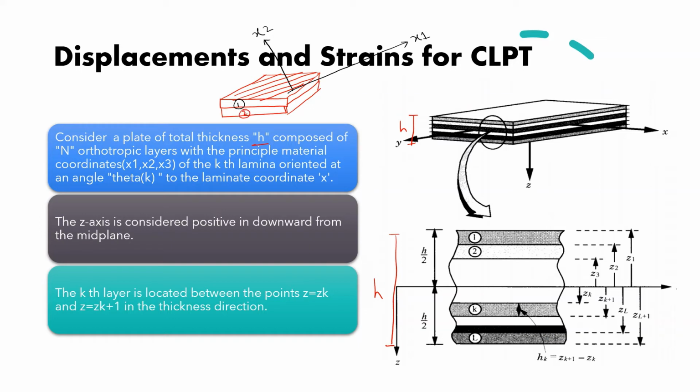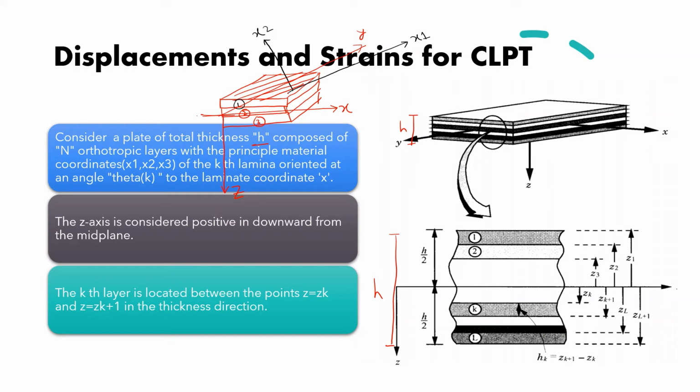Lamina 2 here, lamina 3 here. So suppose we are considering the mid plane as this. So our reference would be x coordinate, similarly y coordinate, and maybe z coordinate. So each lamina can be oriented in any angle.